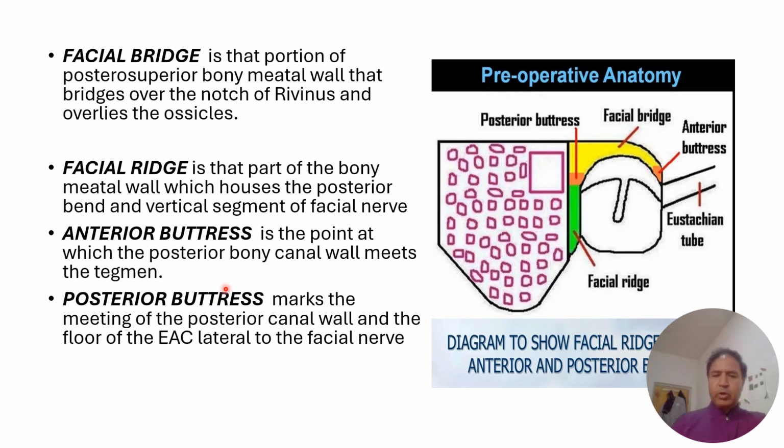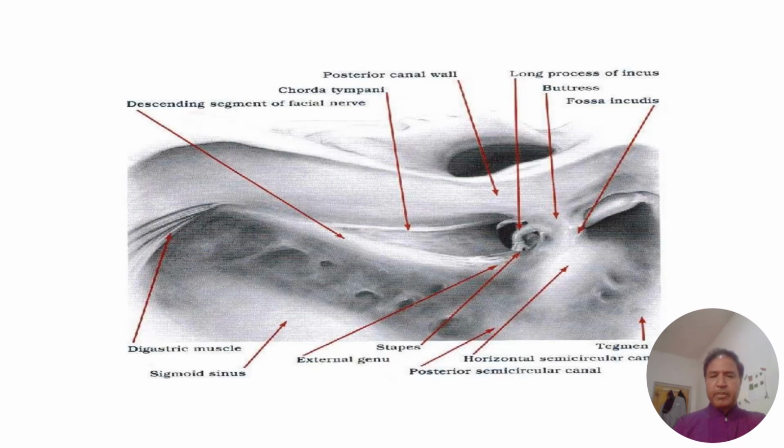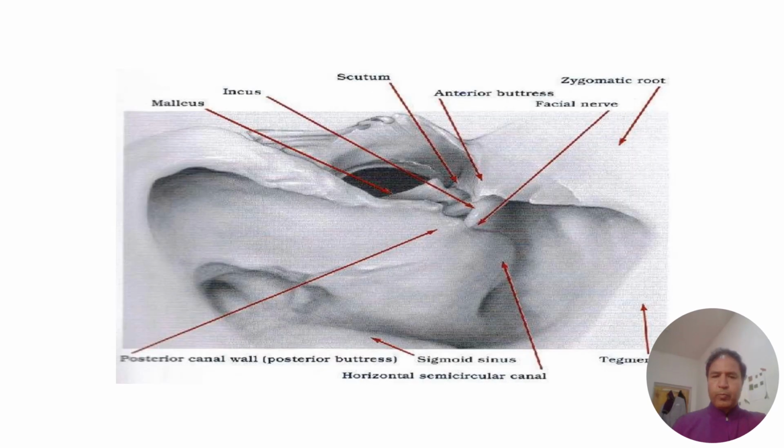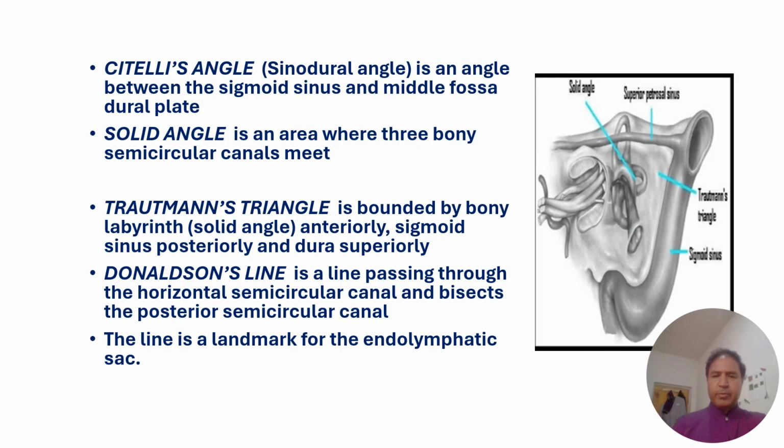Now you can see this is the mastoid cavity. This is the posterior buttress, facial ridge, anterior buttress, eustachian tube, facial ridge. This diagram is very important. Many slides we will discuss by using this diagram, so we will skip these things.